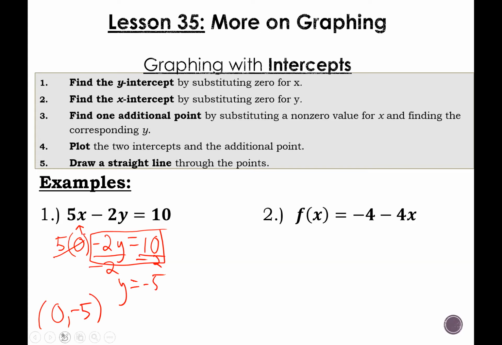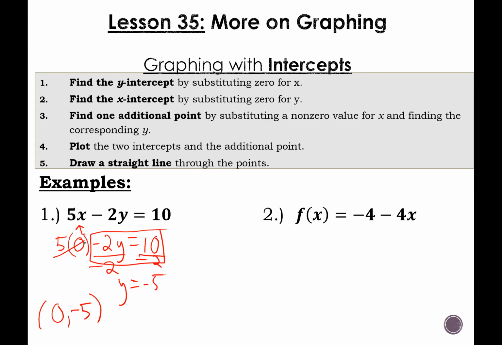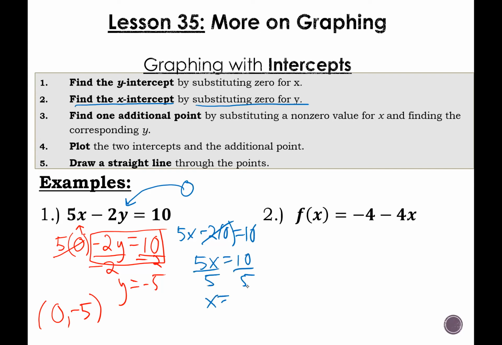Now we're going to do something very similar and find the x-intercept. Instead of plugging in 0 for x, to find the x-intercept we'll substitute 0 for y. So 5x minus 2 times 0 equals 10. Anything times 0 is 0, so that term cancels out. 2 times 0 is 0. We're left with 5x equals 10. Divide by 5, and x is 2. So when y is 0, x is 2.